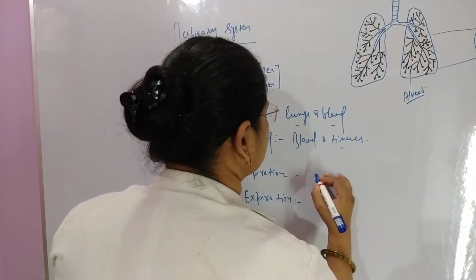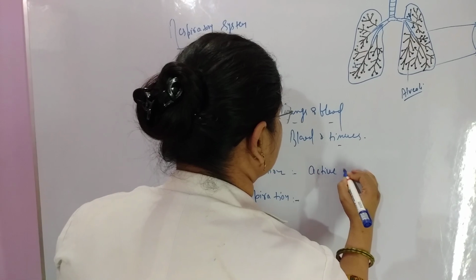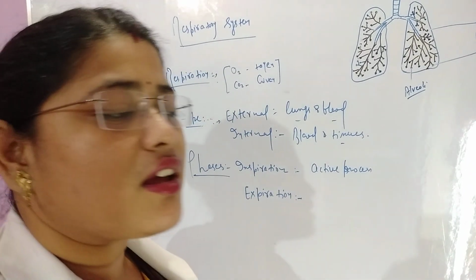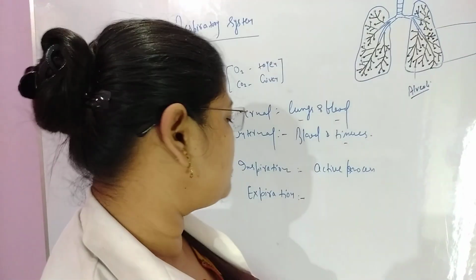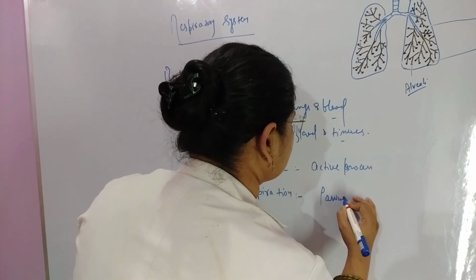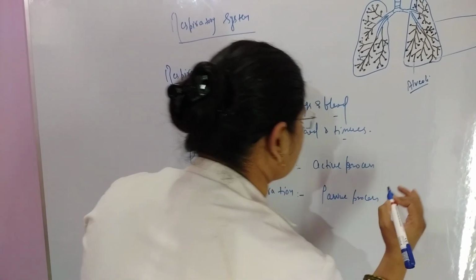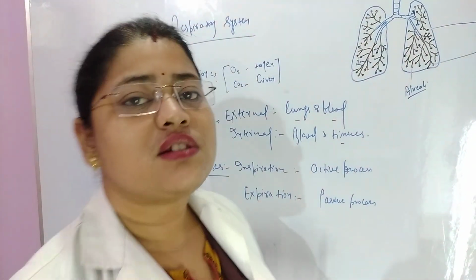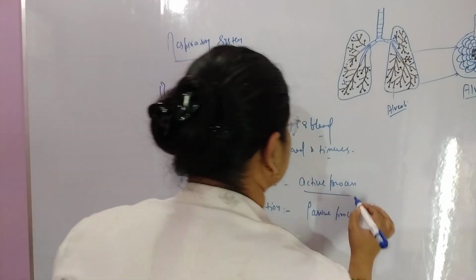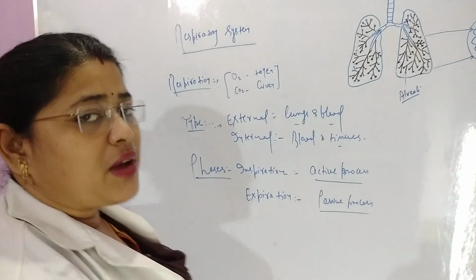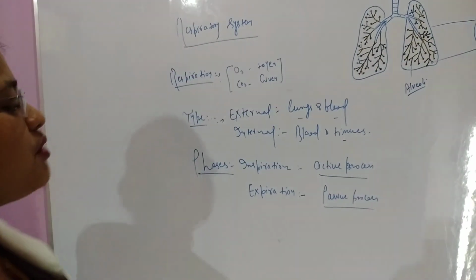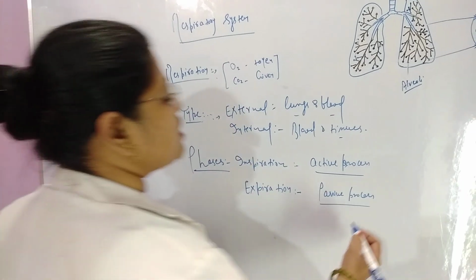Inspiration is an active process through which air moves into lungs, and expiration is a passive process through which air moves out from lungs, or air leaves lungs. Active process means it requires energy, while in a passive process there is no need of energy. This is about phases. Now, respiratory tract.